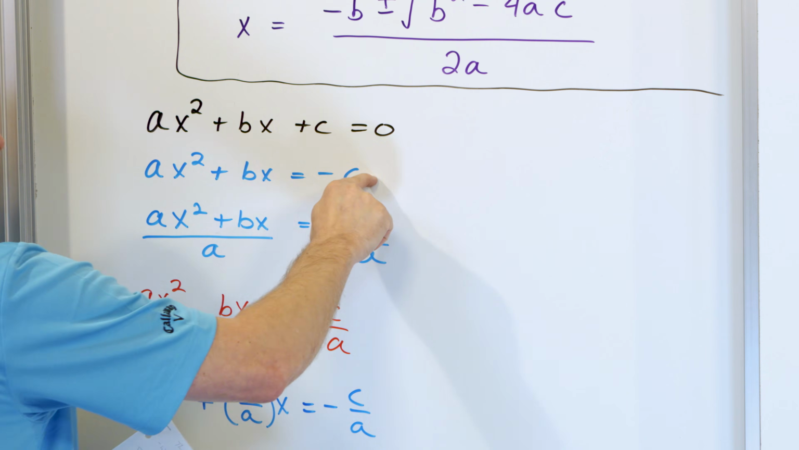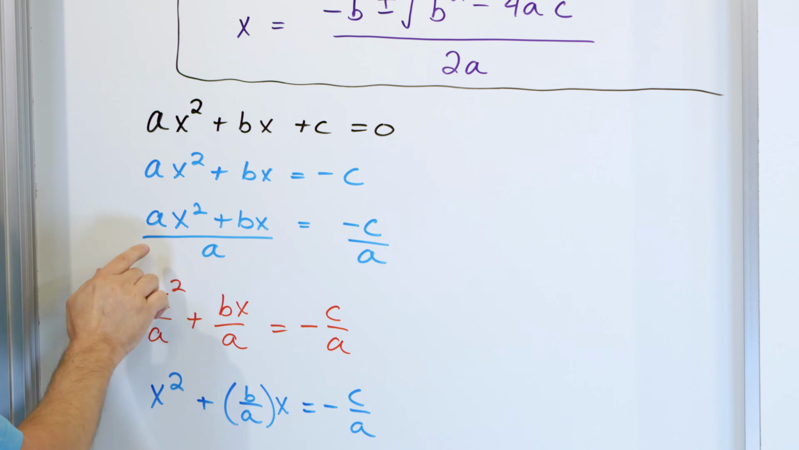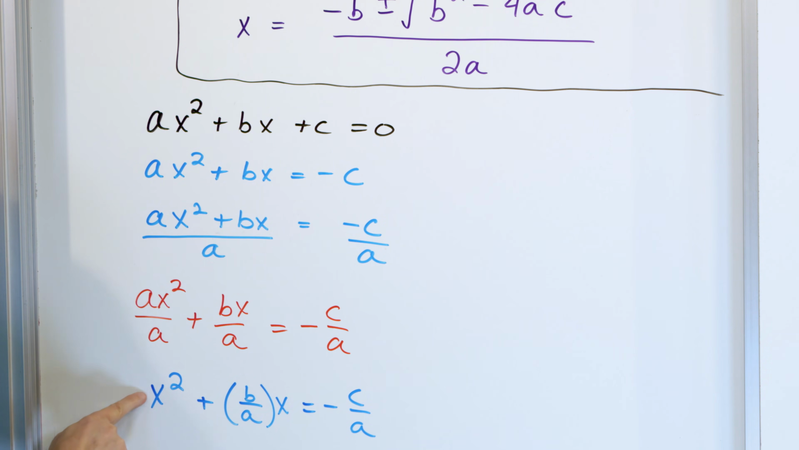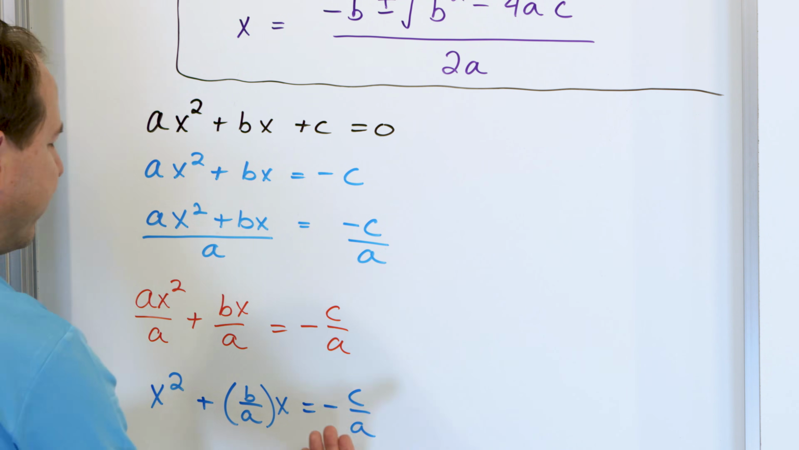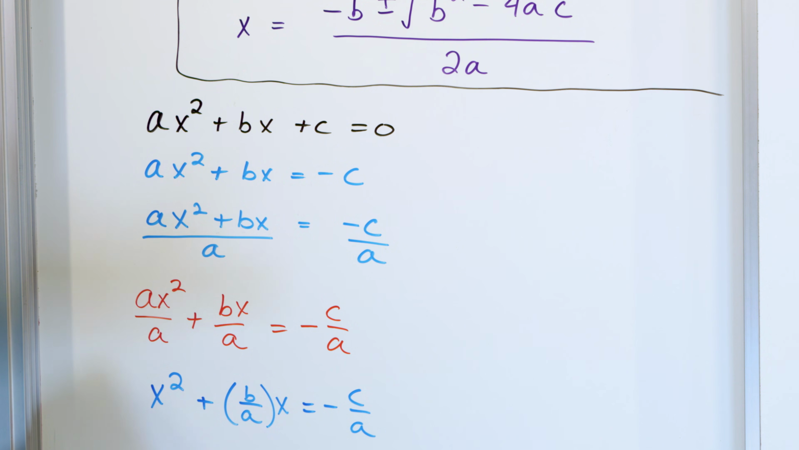We move the constant term to the right, then we divide through and make the coefficient of x squared equal to 1. In the course of doing that, we introduced these fractions, which is not nice. I agree with you, it's not fun. But the next step of the process is very straightforward.